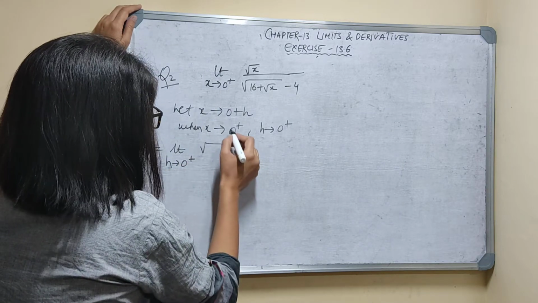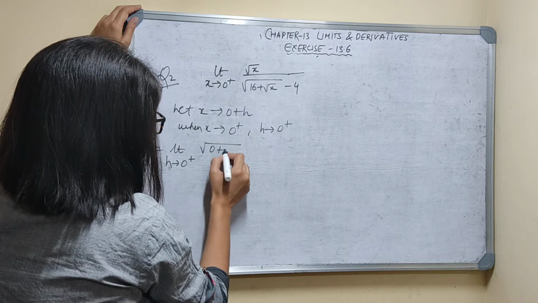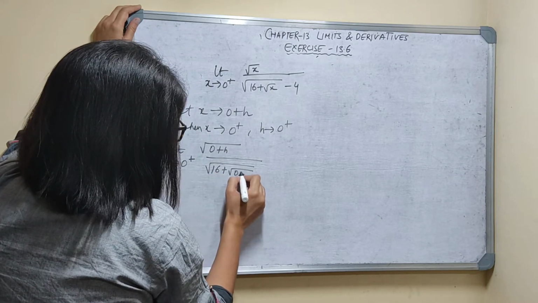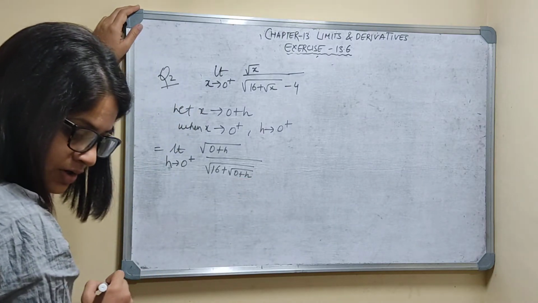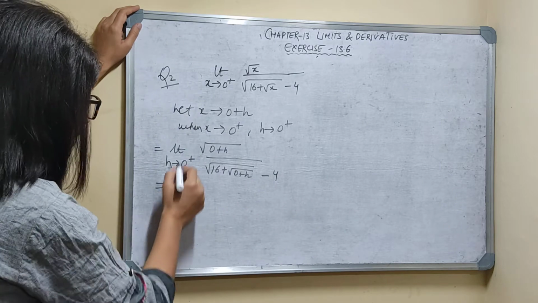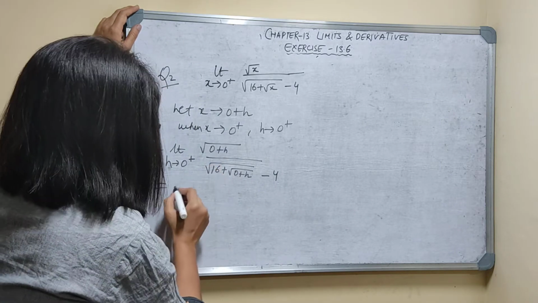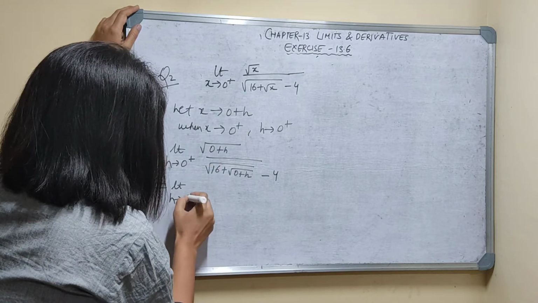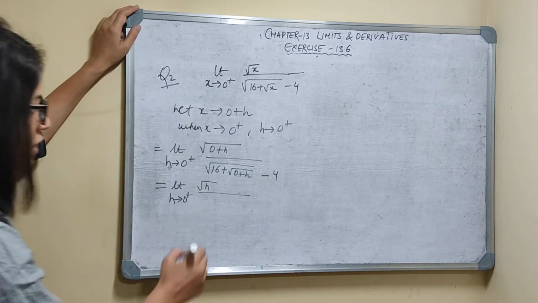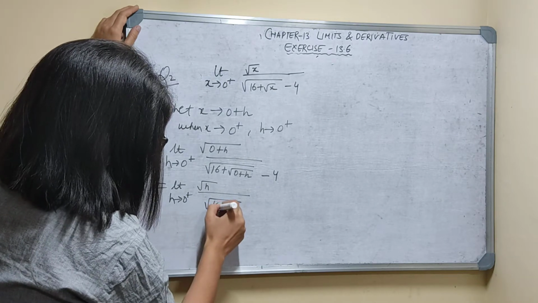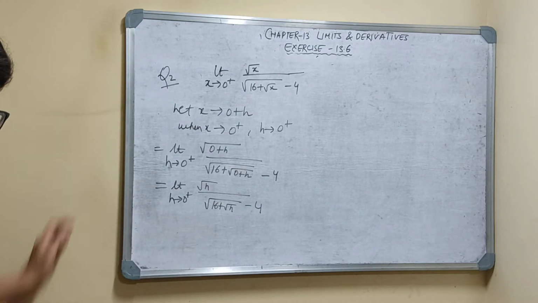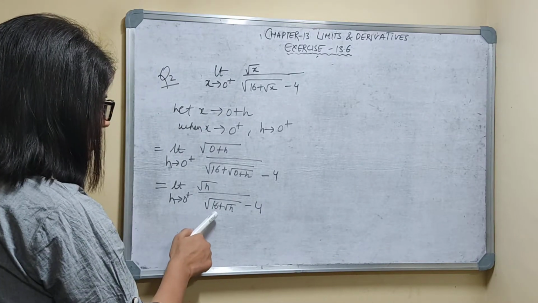At the place of x I am writing 0 plus h upon root of 16 plus root of 0 plus h minus 4. Is it clear? Limit h tends to 0 plus, root of 0 plus h. So I can write root h upon root 16 plus root h minus 4. Is it clear?